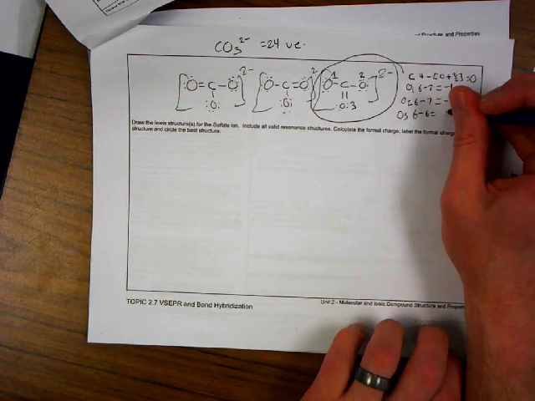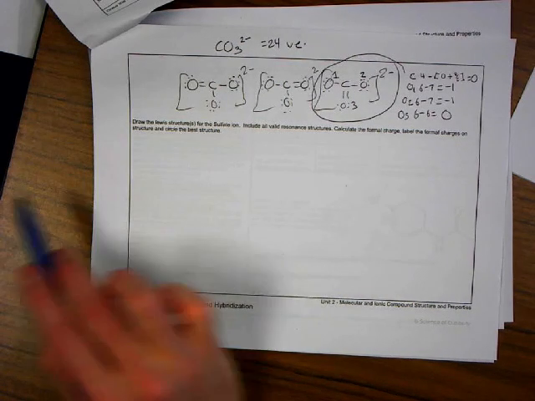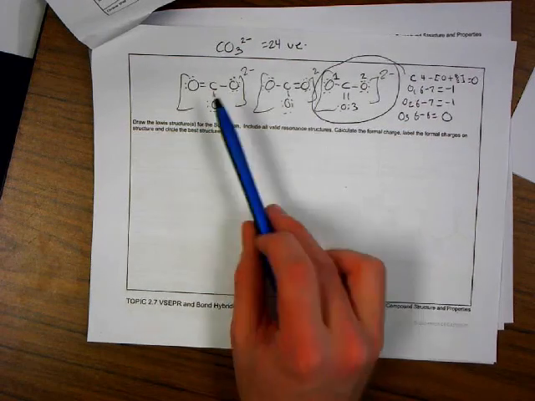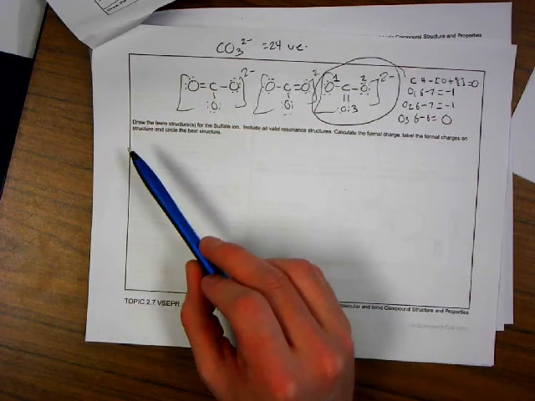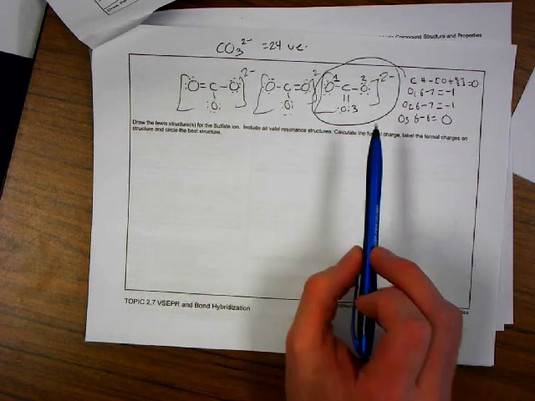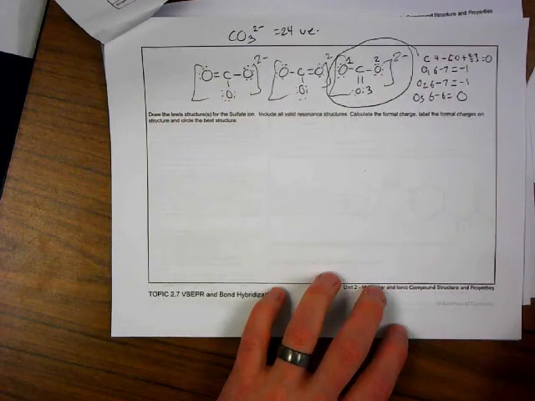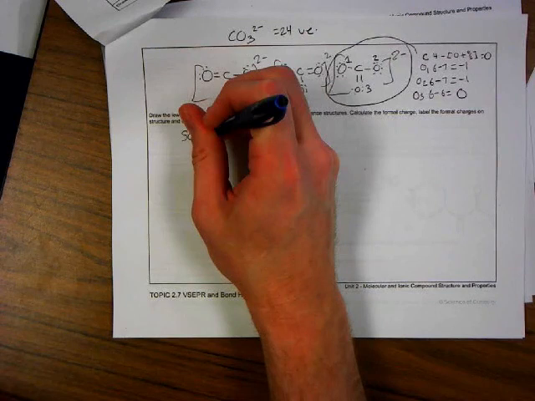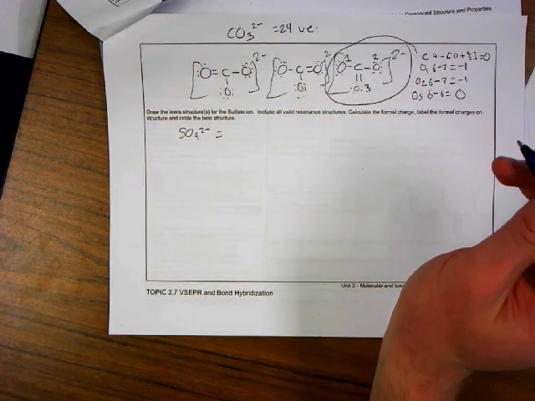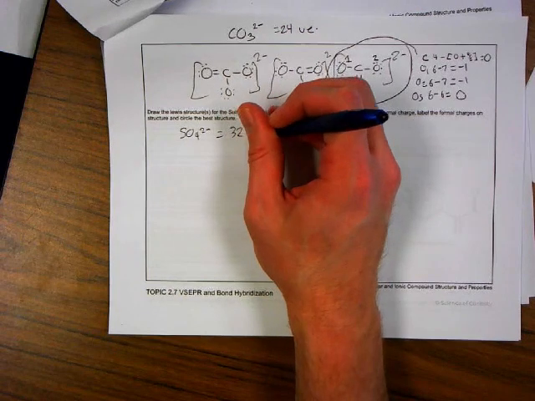Oxygen 3. How many valence electrons? 6 minus, how many are assigned? 1, 2, 3, 4, 5, 6. 6 minus 6 is 0. That's the formal charge. Is any one of these any better than the other? No, these would all be the same. You're just moving the double bond, hence resonance. But sulfate does not work like that.